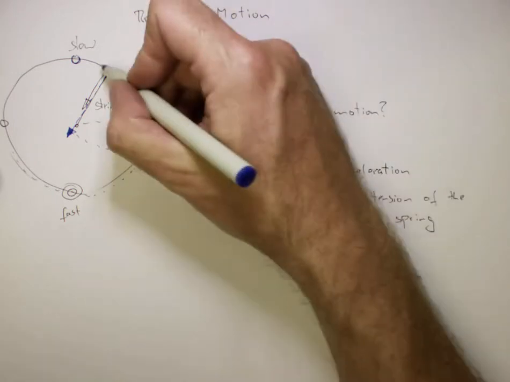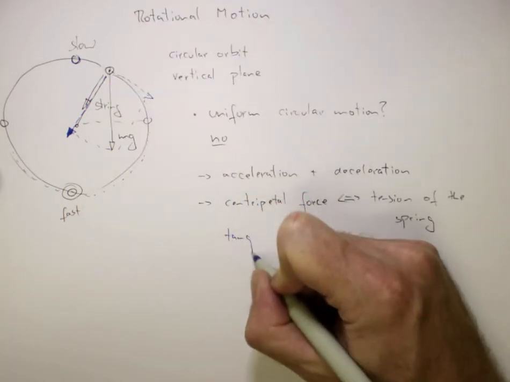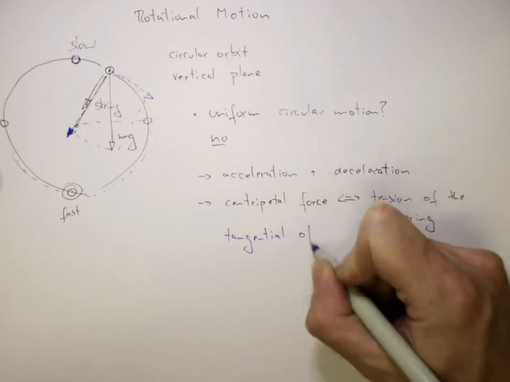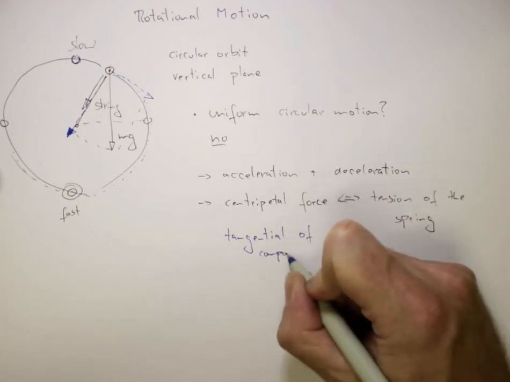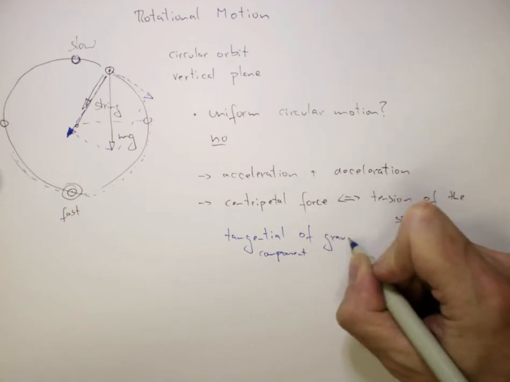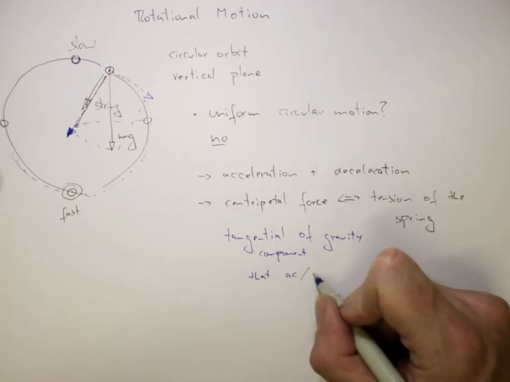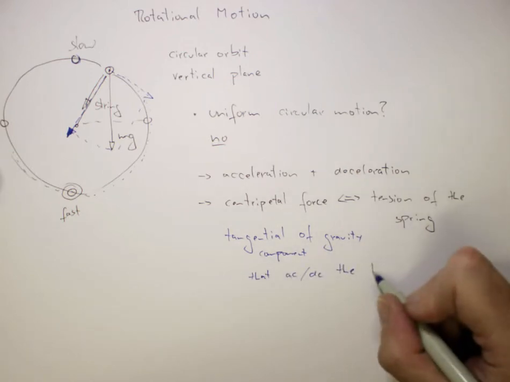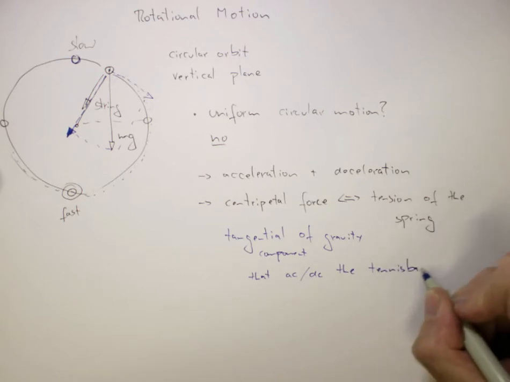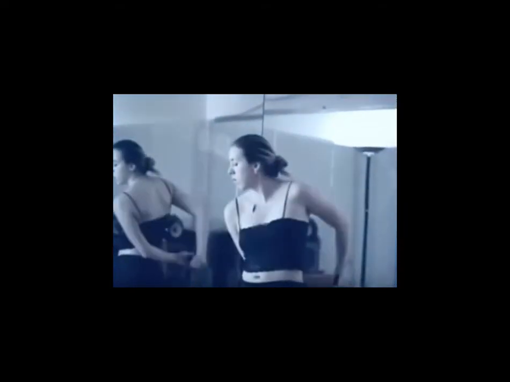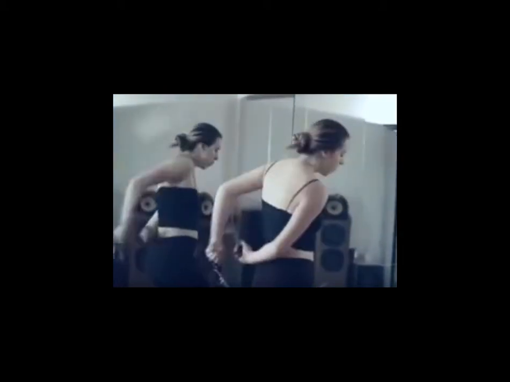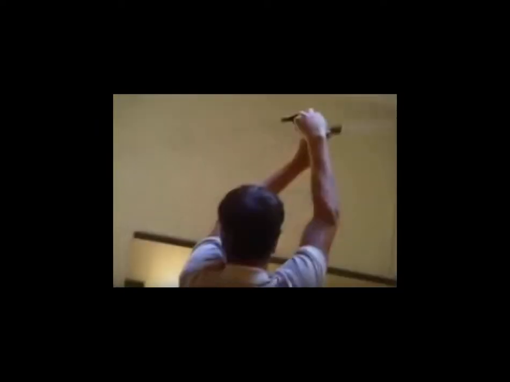And it is only this tangential component of gravity that accelerates and decelerates the tennis ball. A nice example of this type of motion of a mass on a string in the vertical plane is demonstrated by poi dancing, which is quite typical for Pacific cultures.